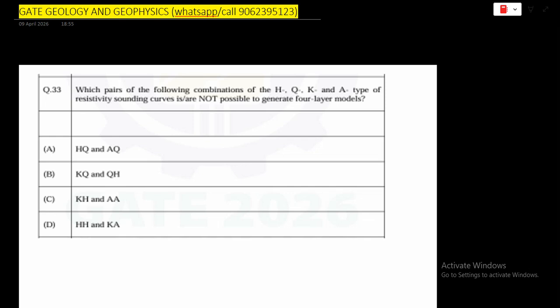Now let's dive into question number 33. It's about the resistivity sounding curves. Okay, so let's read the question first.